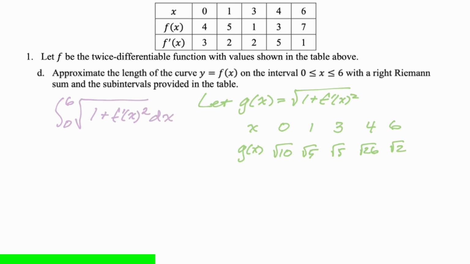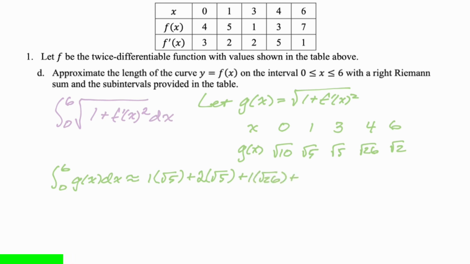And now what we'll do is just a right Riemann sum on that. So we're doing the integral from 0 to 6 of g of x dx, approximately a right Riemann sum. You go from 0 to 1, which is 1, and then the right endpoint is square root of 5. You go from 1 to 3, which is 2, and then the right endpoint is square root of 5. You go from 3 to 4, so that's 1, and the right endpoint is square root of 26. Then you go from 4 to 6, that's 2, and the right endpoint is square root of 2. I'm just going to leave my answer looking like that because it doesn't really clean up. You've got those 2 square roots of 5, I guess, so you could say 3 square root of 5 plus that other junk. I think this is a fine answer.